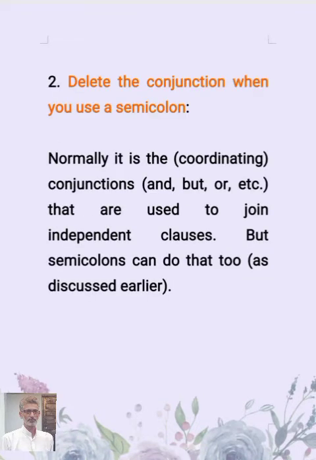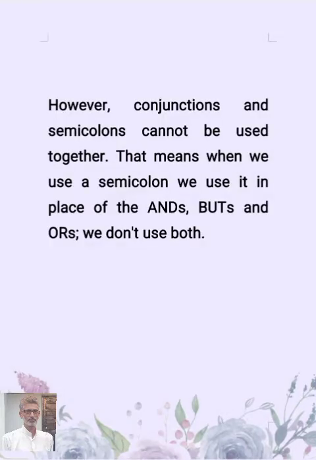Number 2. Delete the conjunction when you use a semicolon. Dear friends, normally it is the coordinating conjunctions, for example, and, but, or, etc., that are used to join independent clauses. But semicolons can do that too, as discussed earlier. However, conjunctions and semicolons cannot be used together. That means when we use a semicolon, we use it in place of the ands, buts, and ors.